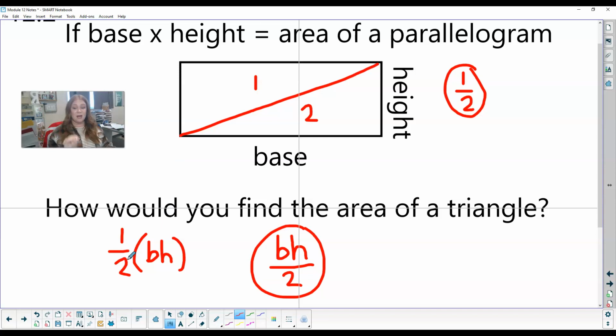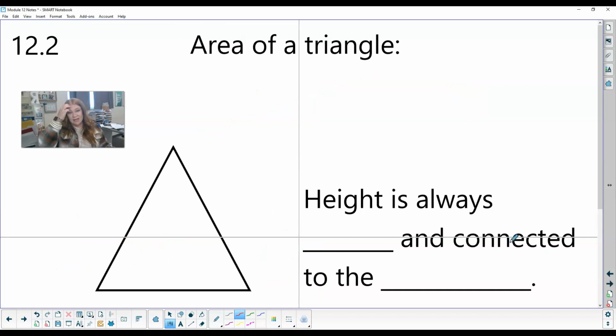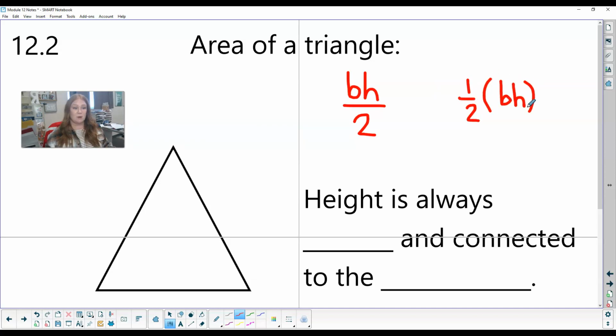I want half of, right, multiply the parallelogram. I want the parallelogram cut into two pieces. So either of these is going to be the formula for finding the area of a triangle. So make sure you have both of those written down. So the area of a triangle, we are going to do our base times the height and divide it by 2, or take 1/2 of the base times the height. We want to take 1/2 of the parallelogram.